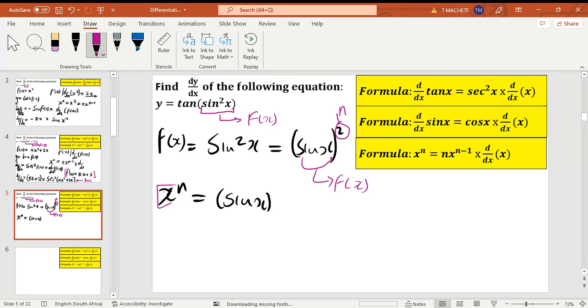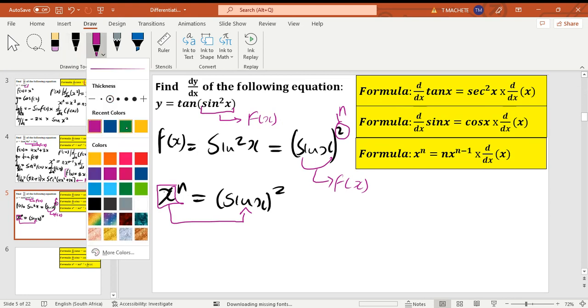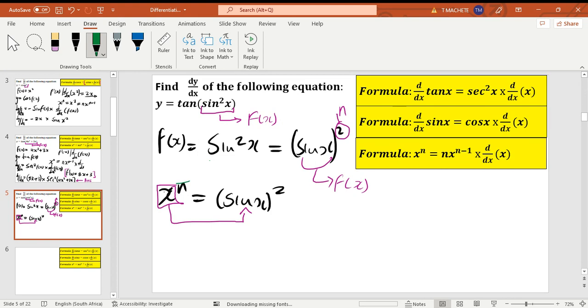This x is equivalent to sine x. Then you've got 2 there, which is your n. This n is equivalent to this 2. Okay, then you're going to apply this formula, n x to the power n minus 1.